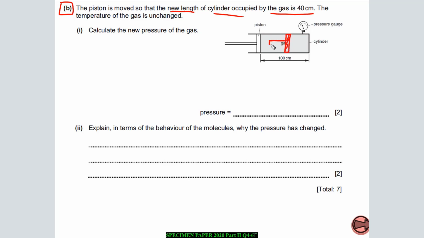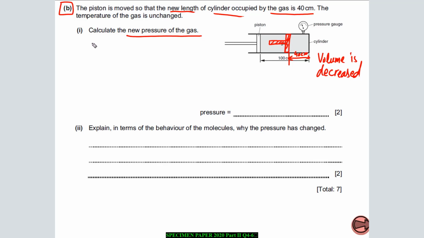Means the piston is at this point now, and this distance is 40 centimeters now. In other words, we can also say the volume has been decreased. So this is one thing we need to understand. Volume is decreased, so it's asking us to calculate the new pressure of the gas.